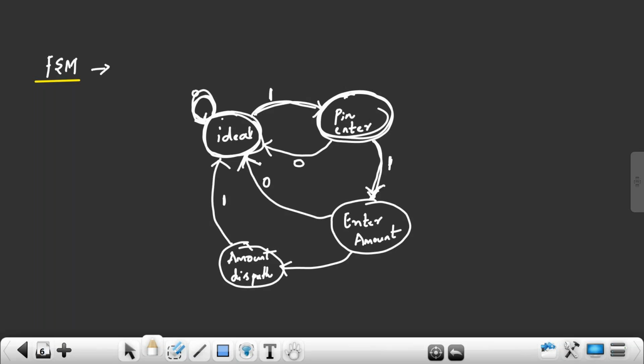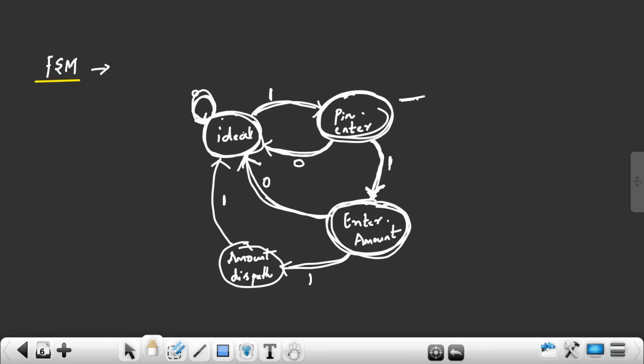What is the role of this state? The person will enter the pin, and this state has to verify the pin. If the pin is wrong, it outputs 0. If the pin is correct, it outputs 1. When this state outputs 1, it goes to the enter amount state. There, it should verify whether the amount entered is correct or not. You have to write the program for how to verify that. If the amount entered is correct, you go to the next state. If it is wrong, you go back to the idle state.